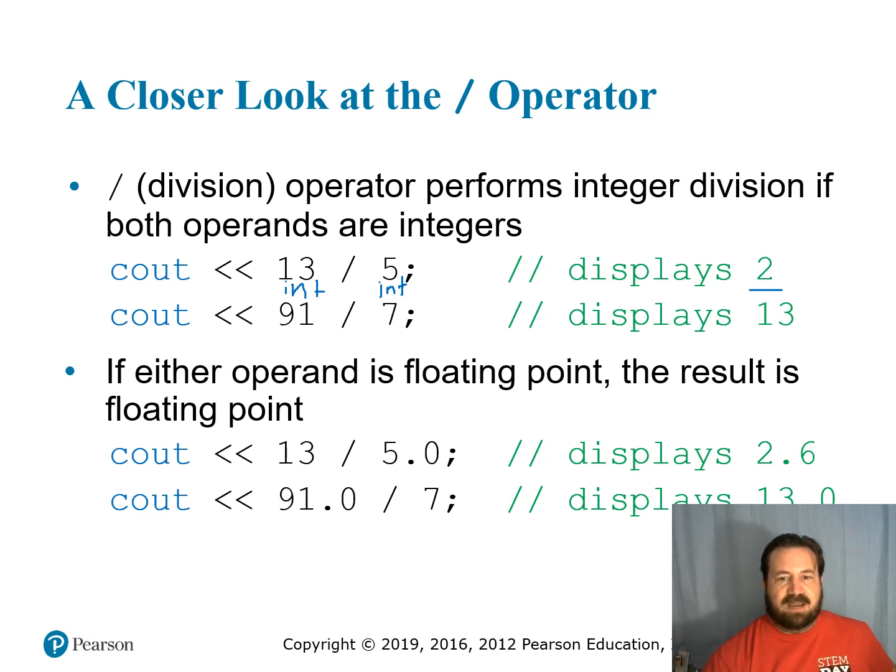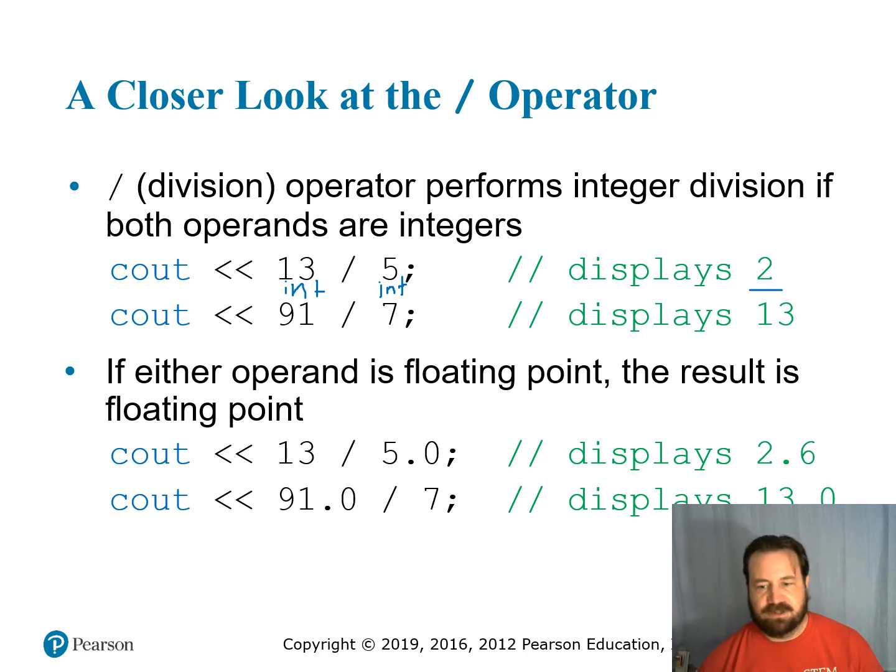If either operand is a floating point, then C++ will do floating point division. So 13 divided by 5.0 gives you 2.6, which is what you kind of expect. 91.0 divided by 7, even though this is an even division, gives you 13.0 as an output to show that it's a floating point number.